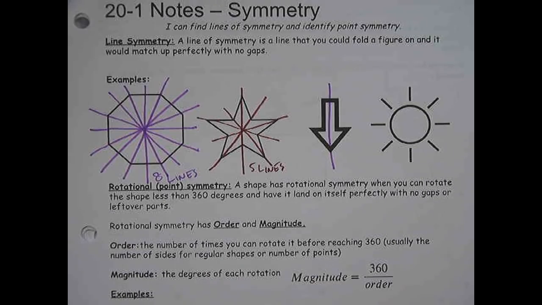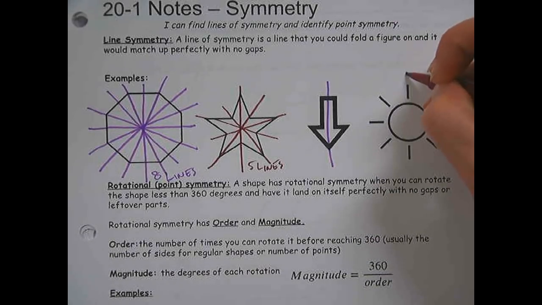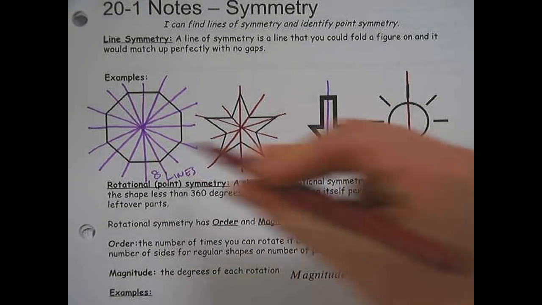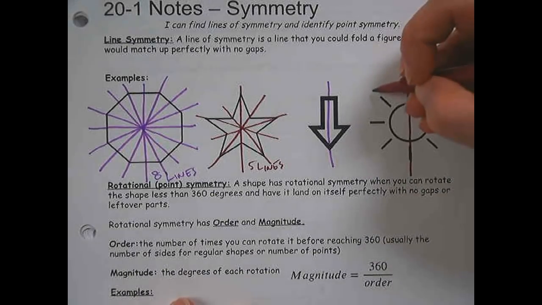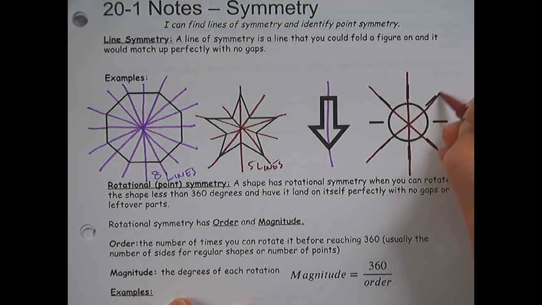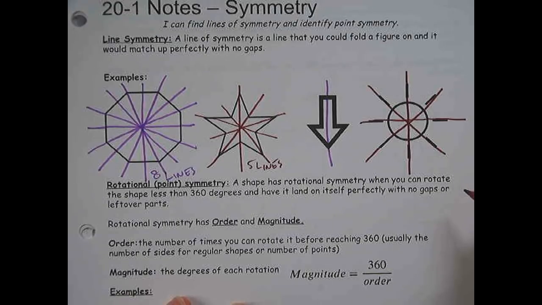And then the last one, we've got this sunshine looking kind of shape. Clearly, we can go straight down the middle just like we did with the octagon and with all the others. These have all had at least that one line of symmetry. And I can do that with each of these points. So there's 4 lines of symmetry.